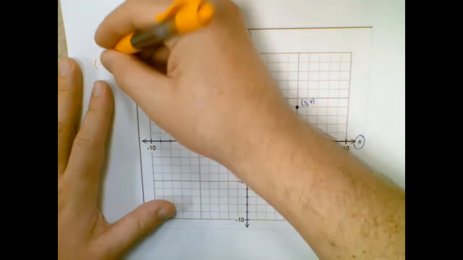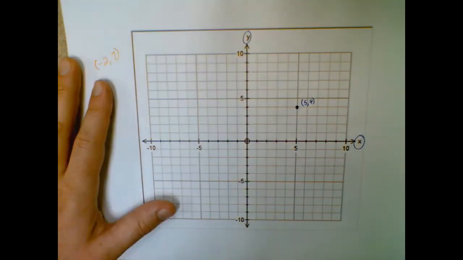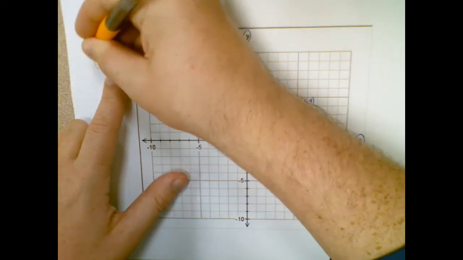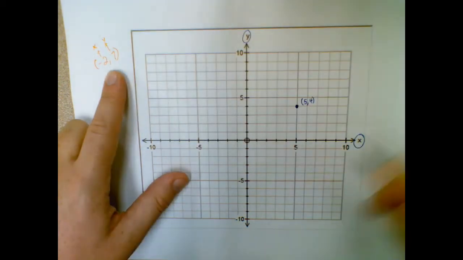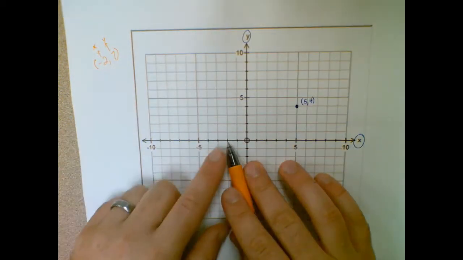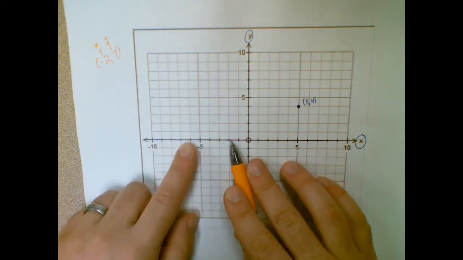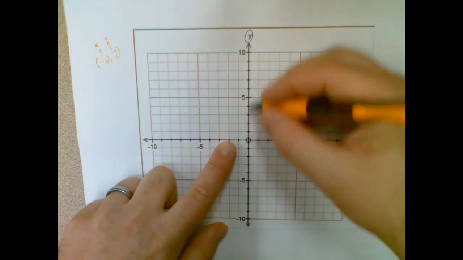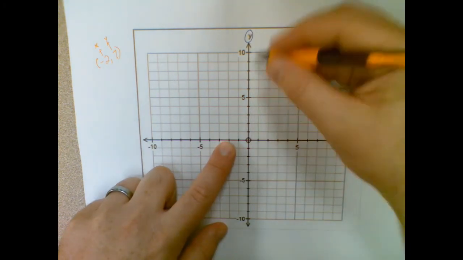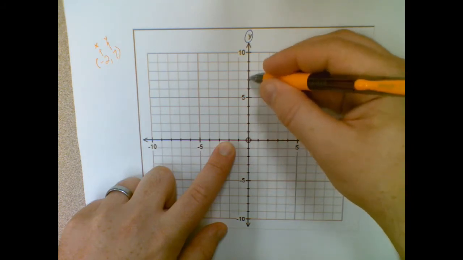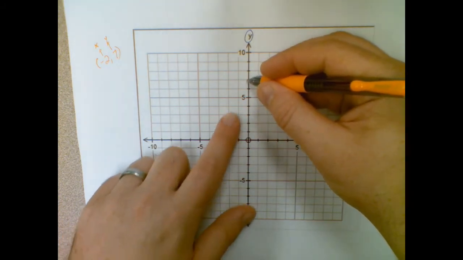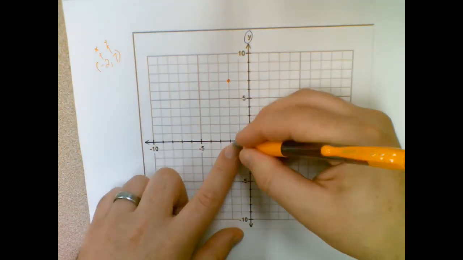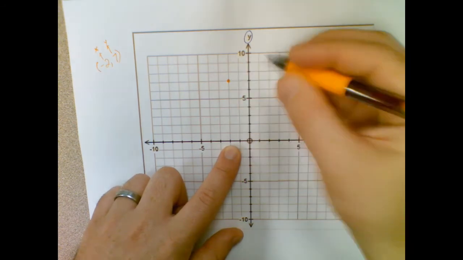-2, 7. Knowing that I need my x-coordinate first and my y-coordinate second, I'm going to find -2, so -1, -2, because I'm going left, so they're going to be negative. -2 on the x-axis, and then I'm going to find 7 on the y-axis. So 1, 2, 3, 4, 5, 6, 7. And then I'm going to move until those hit each other. So that would be right here. So -2, 7.